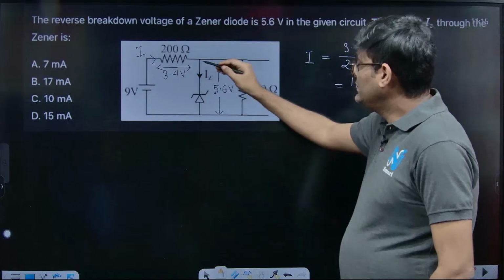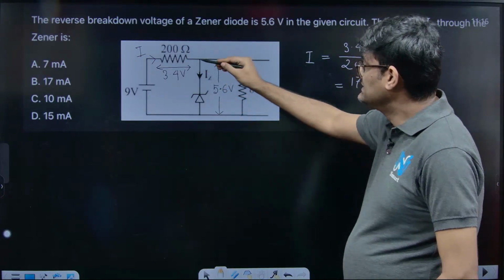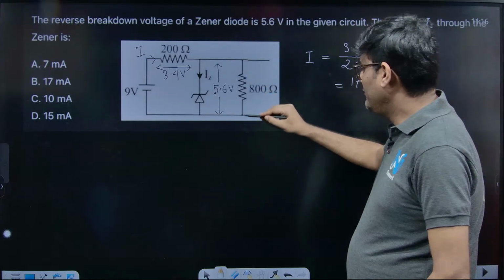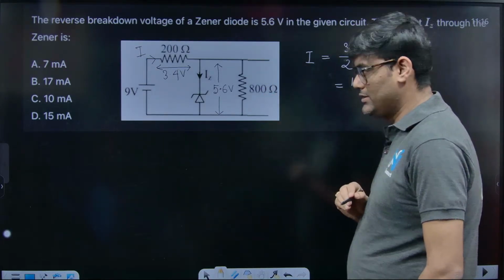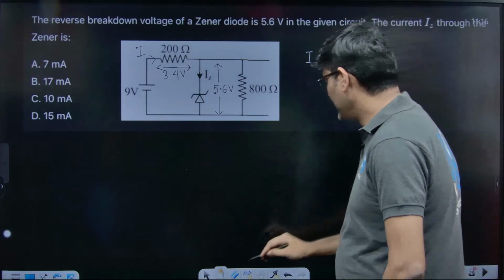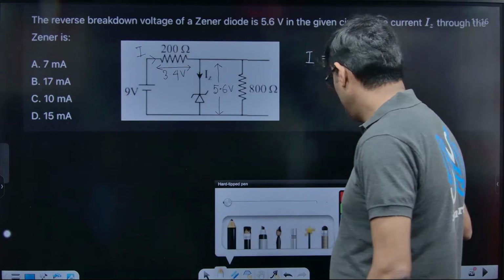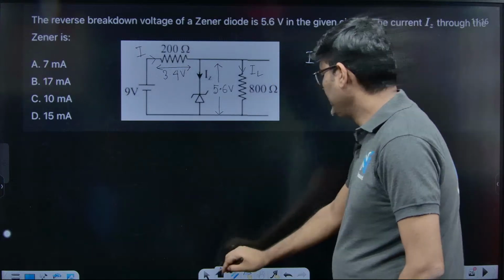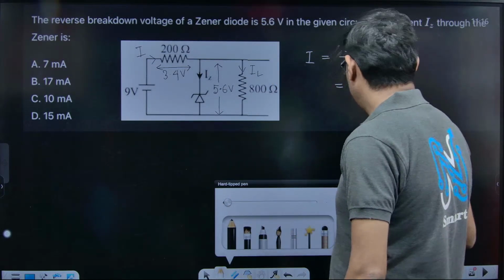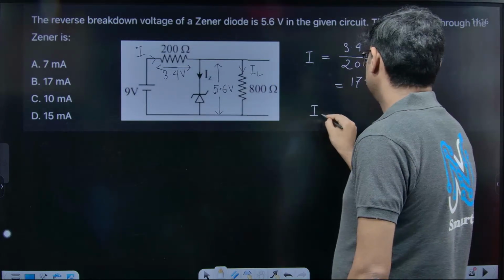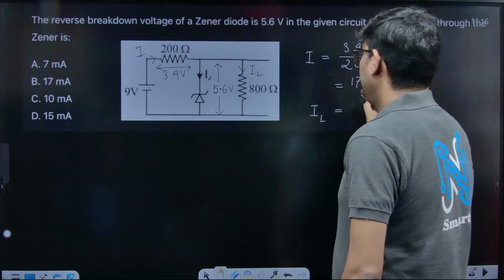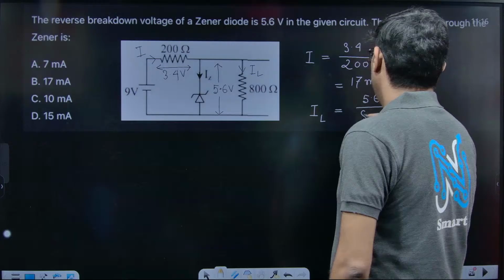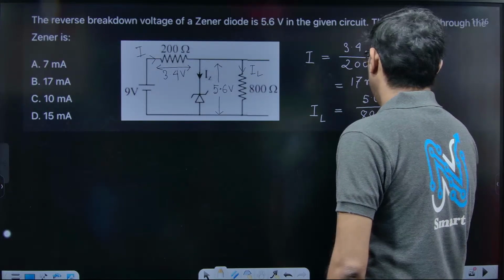Out of this 17 milliampere, some of the current will flow through the Zener diode, and the rest of the current will flow through this 800 ohm load. What is the load current? Let us calculate that. Suppose this is IL, the load current. What is the value of load current? IL is equal to 5.6 volt divided by 800 ampere.